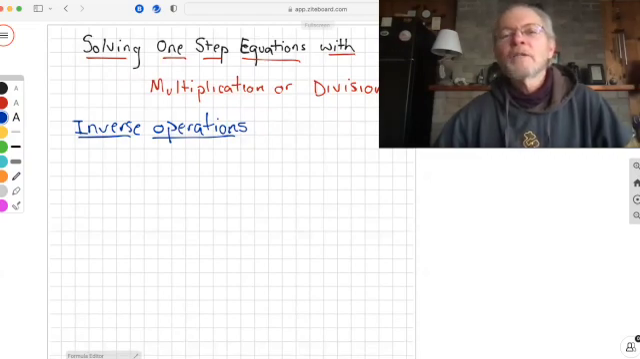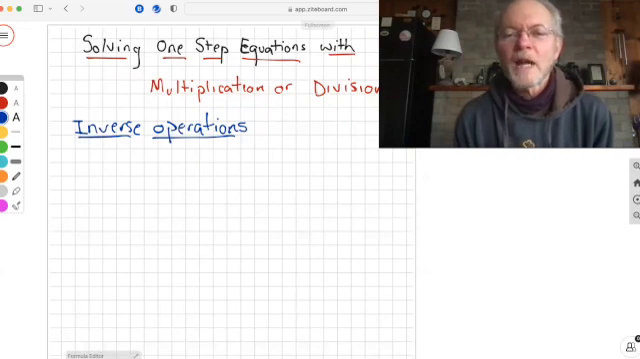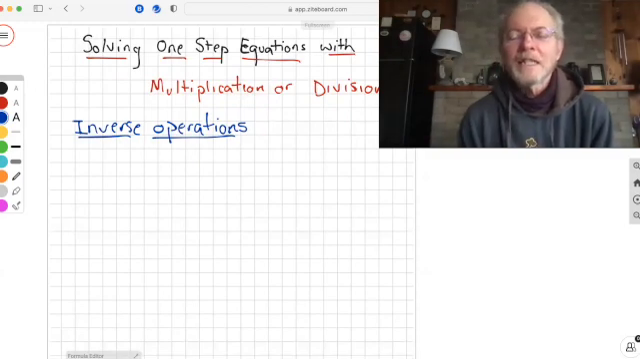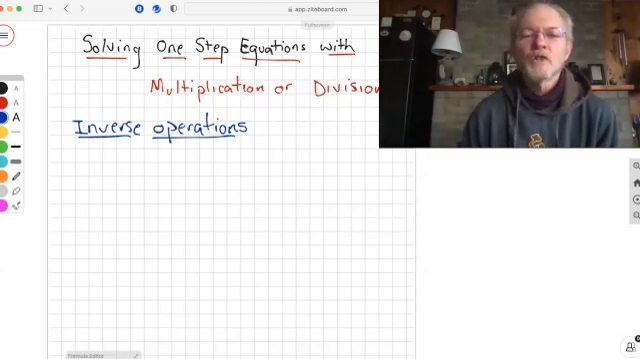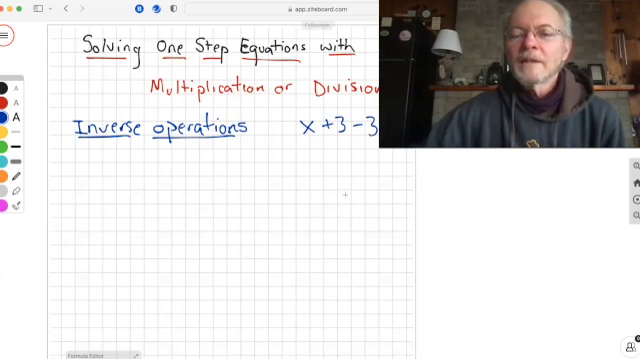Today we're going to cover the third skill in getting ready for algebra, solving one-step equations with multiplication or division. In the last video, we covered solving one-step equations with addition or subtraction, and we talked about how the operations of addition and subtraction are called inverse operations because they undo each other. If I have a variable, say x, and I add 3 to it, if I want to undo what I just did, I would subtract 3, and I would get right back to where I started.